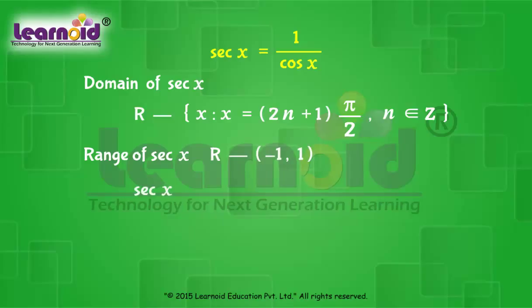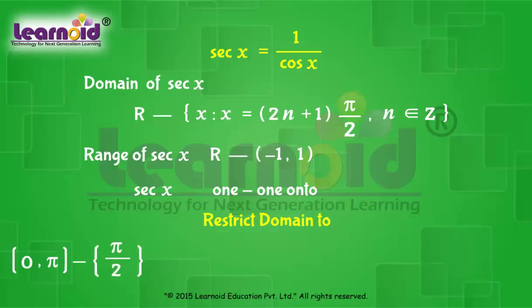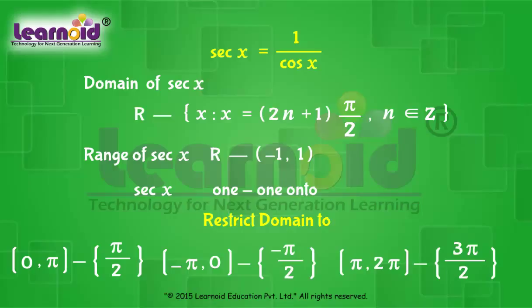Now to make sec x one-one and onto, we will restrict domain of secant function to closed interval 0, pi except pi by 2. Sec function can be restricted to any of the intervals minus pi, 0 except minus pi by 2, pi, 2 pi except 3 pi by 2, etc.